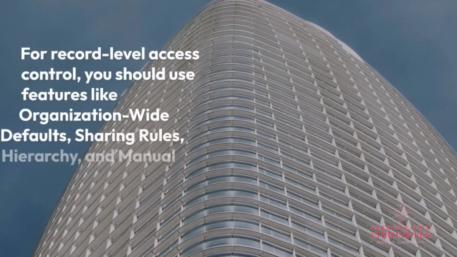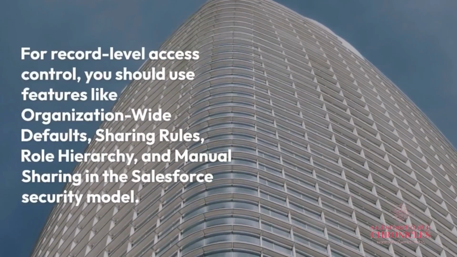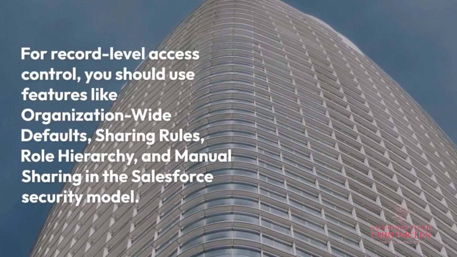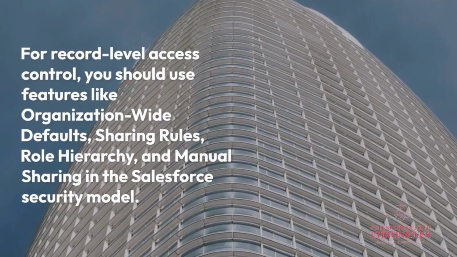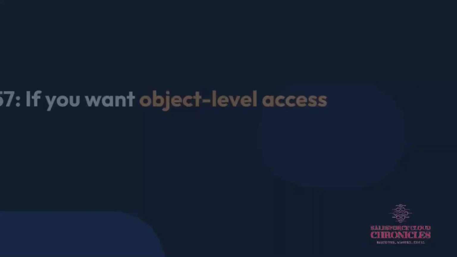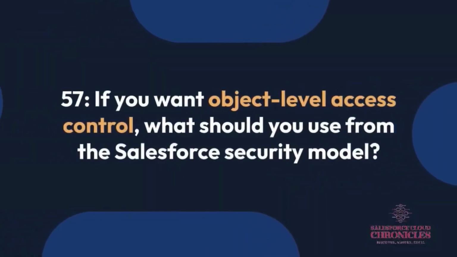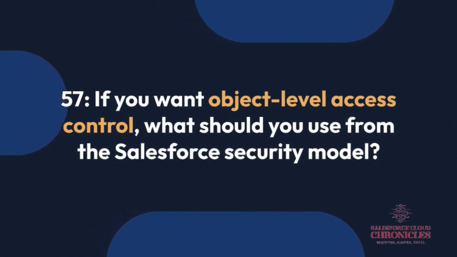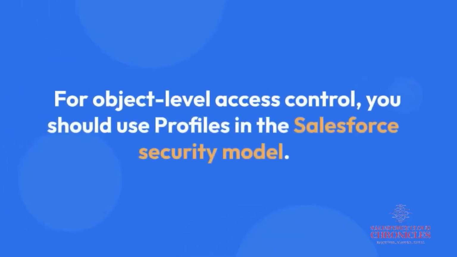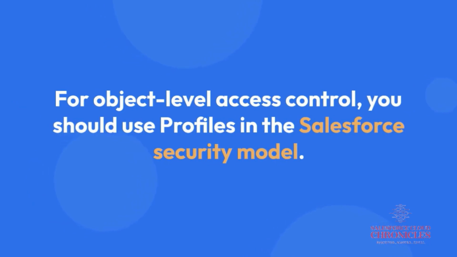For record-level access control, you should use features like organization-wide defaults, sharing rules, role hierarchy, and manual sharing in the Salesforce security model. Question 57. If you want object-level access control, what should you use from the Salesforce security model? For object-level access control, you should use profiles in the Salesforce security model.